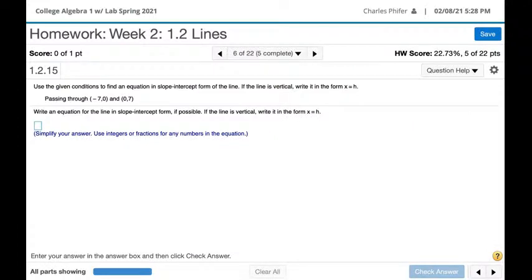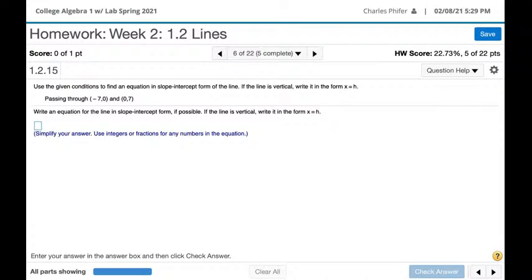Use the given conditions to find the equation in slope-intercept form of the line, and then give us some more information. Okay, let me take some notes. So this is question number 6. This comes from section 1.2, number 15. Let me check the time. We've got like 20 minutes out of 50. This is fine. All right, so this is question number 6.